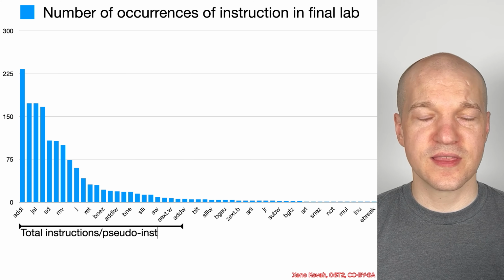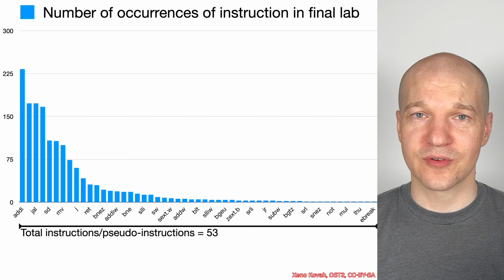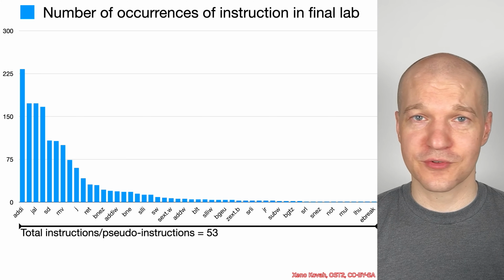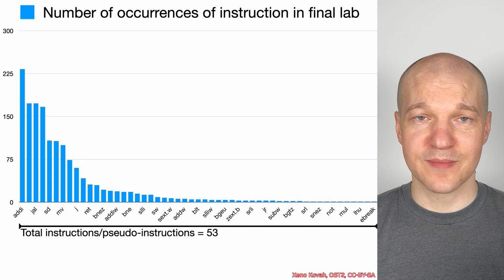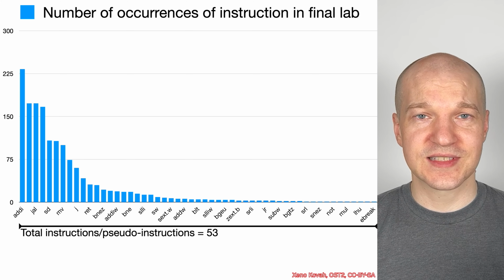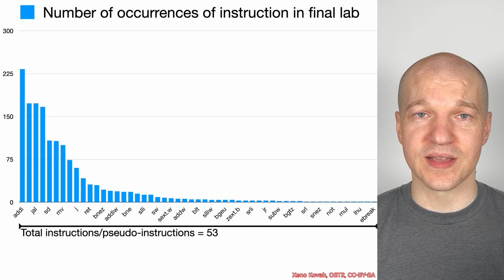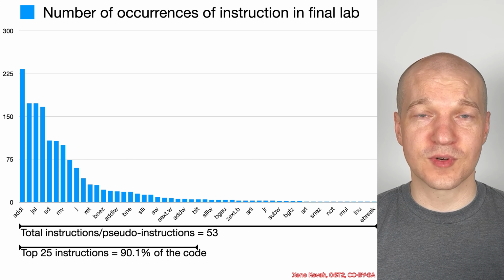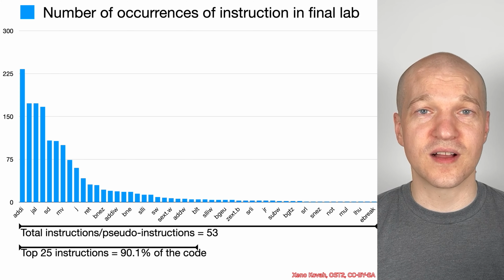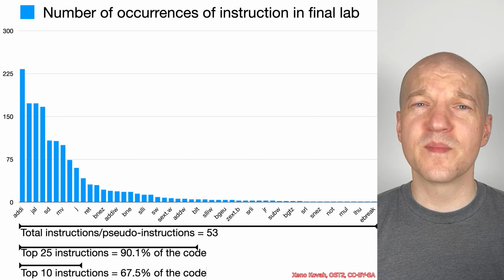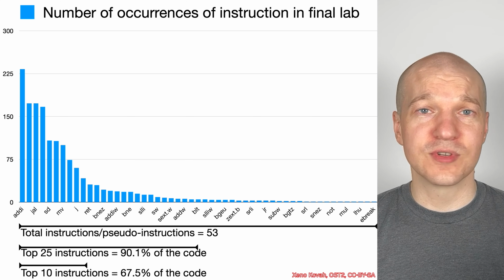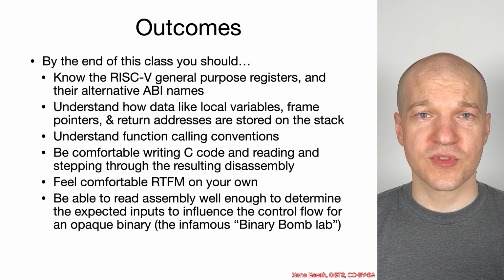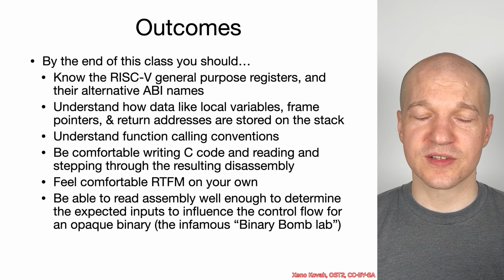And so we saw in the bomb lab, if you didn't take the bomb lab already, you definitely should. Don't shortchange yourself. Make sure you do the whole bomb lab. But in the bomb lab, the statistics tell us that only 53 assembly instructions covers every single instruction in the entire big old binary. And if you only learned 25, you would still be able to understand almost all of the code. And with a mere scant 10, you would get 2/3 of the code. So these are the outcomes that I promised you at the beginning of the class, and hopefully you see that I've delivered on all of them.